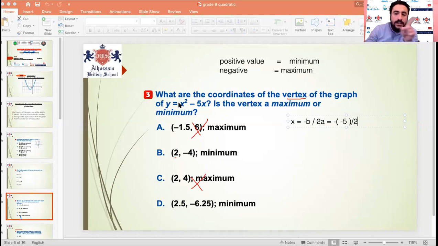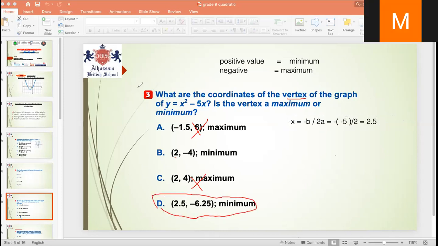And the coefficient here is 1. So 2a means 2 times 1, which is 2. So 5 over 2 is 2.5. So without finding the other one, it's going to be this one. So I'm going to choose letter D. Thank you so much, Muhammad.